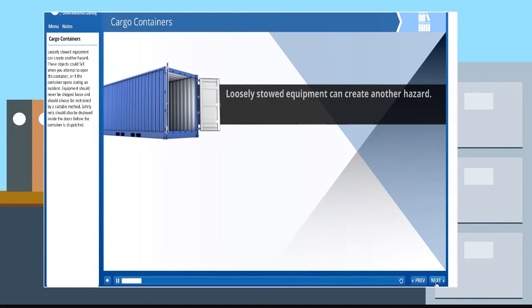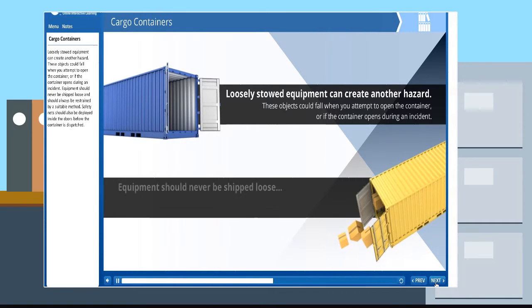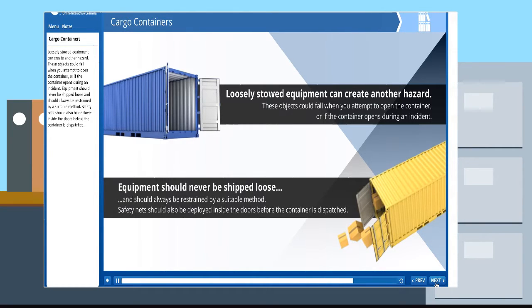Loosely stowed equipment can create another hazard. These objects could fall when you attempt to open the container or if the container opens during an incident. Equipment should never be shipped loose and should always be restrained by a suitable method. Safety nets should also be deployed inside the doors before the container is dispatched.